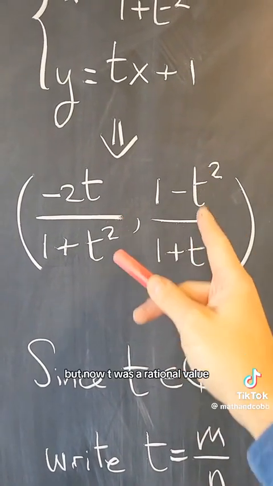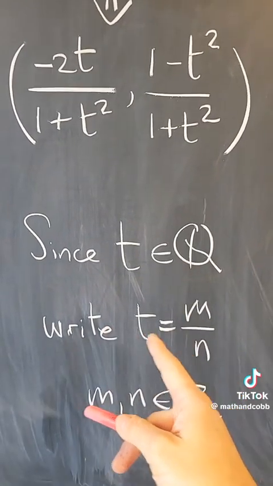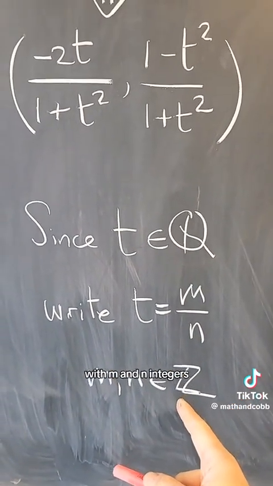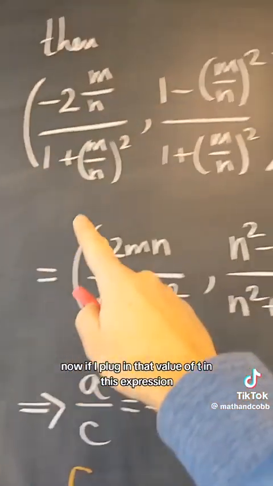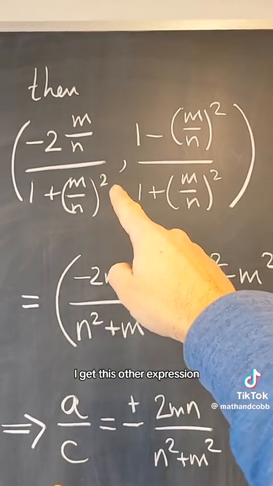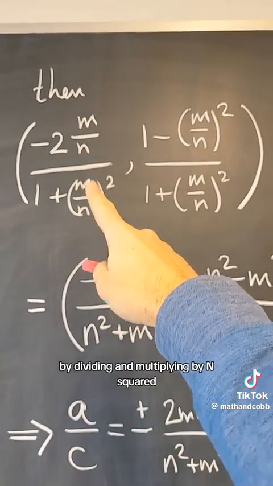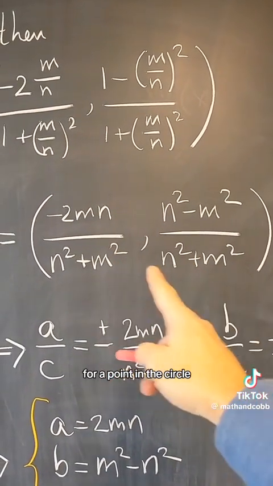But now t was a rational value, so instead of writing t, I can write t as m over n with m and n integers. Now if I plug in that value of t in this expression, I get this other expression. And then if I simplify this expression by dividing and multiplying by n squared, I get this expression over here for a point in the circle.